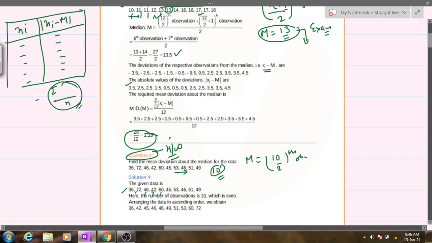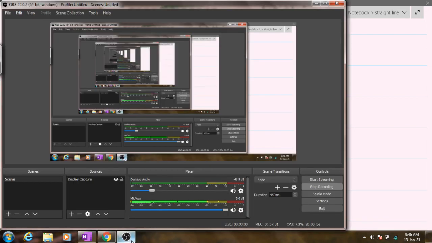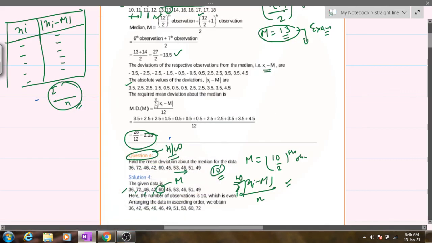1, 2, 3, 4 and 5. 60 will be your median. And then go on to calculate xi minus m, and then find the summation of that divided by n. Summation will be from 1 to 10. Clear? The entire numerical will be homework. Make sure you complete the homework on time, and you can always contact me if you have any difficulty in this.